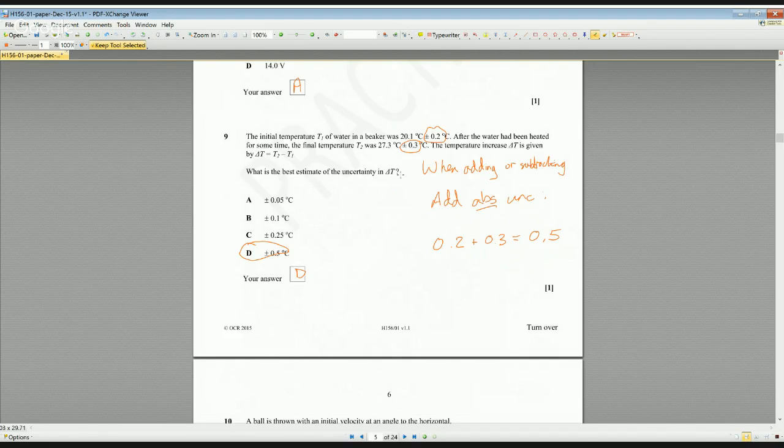The lowest possible, let's say 27.3 was actually 0.3 high, which is the maximum range there. So that would be 27.6. Take away 19.2, which is the lowest possible value there. That would give you a value that is 0.5 different from if you just directly subtracted 27.3 and 20.1. So the maximum difference at the end of the calculation is 0.5.